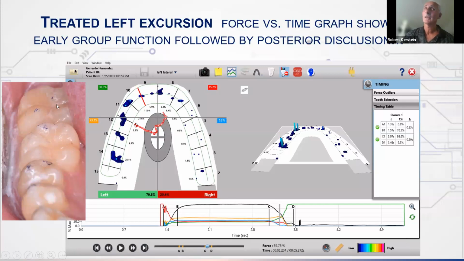They're real contacts when you use 20, 30 micron carbon paper, not when you use 80 to 100 micron carbon paper. Then you get all kinds of artifacts. But 20, 30 micron carbon paper, you're going to see flaws. That's a lingual to lingual contact. When the person goes to the left, this gets rubbed. Right? And this is lined up with the left side. So these teeth are lined up with the left side of the T-scan.